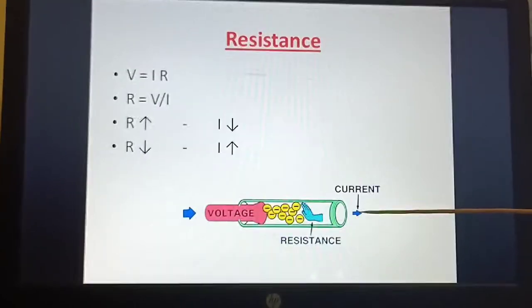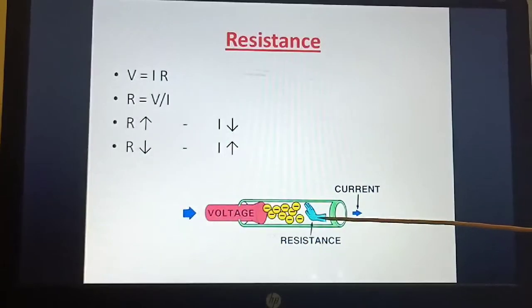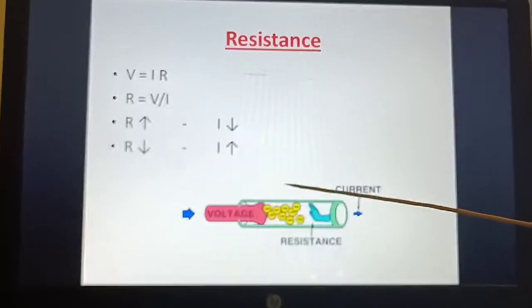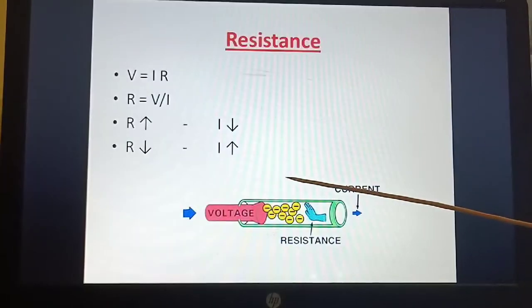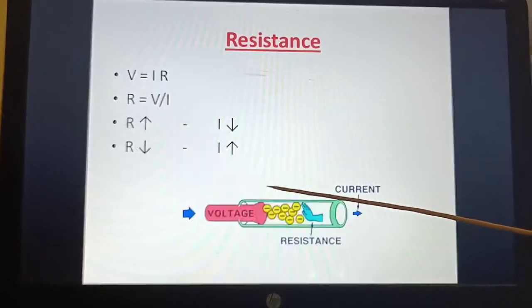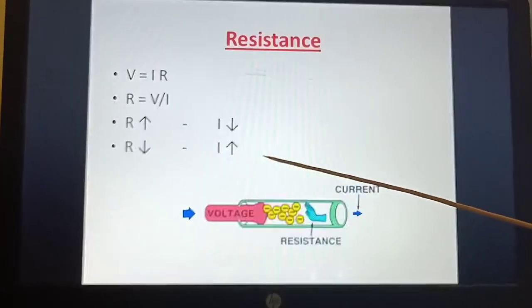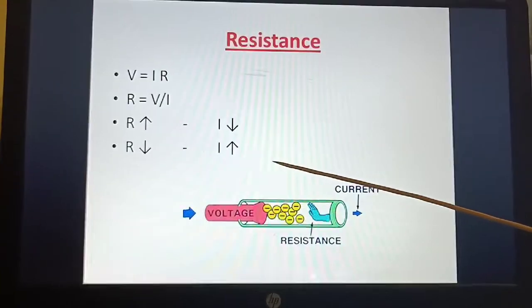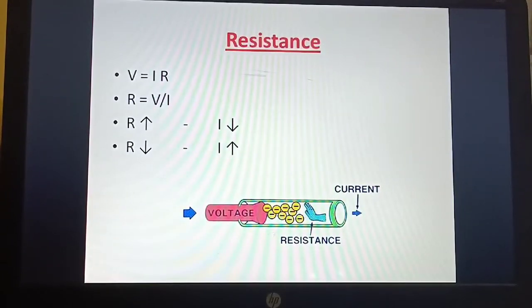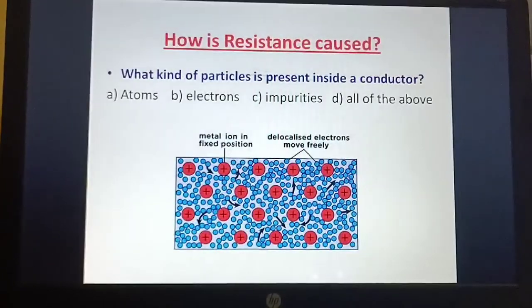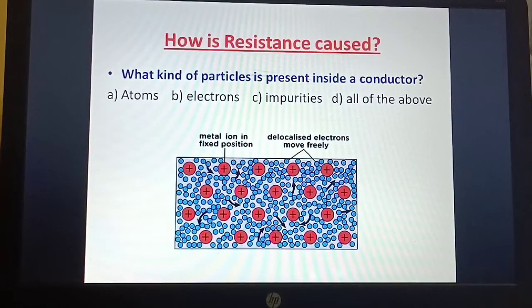If you see here, this is the current and this is the resistance. So what is resistance doing? It is resisting the flow of electric current. That resisting is nothing but stopping the flow of current. Now, how is resistance caused? Before that, there is a question.